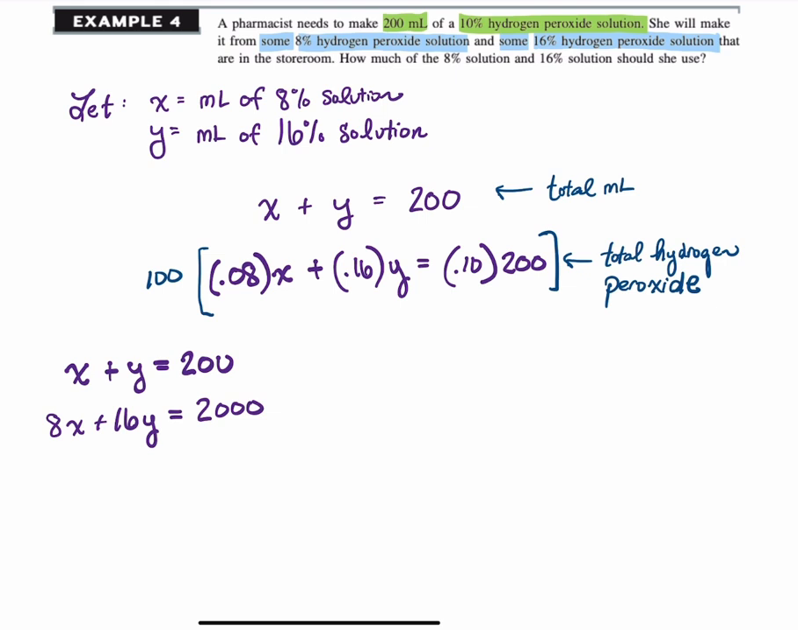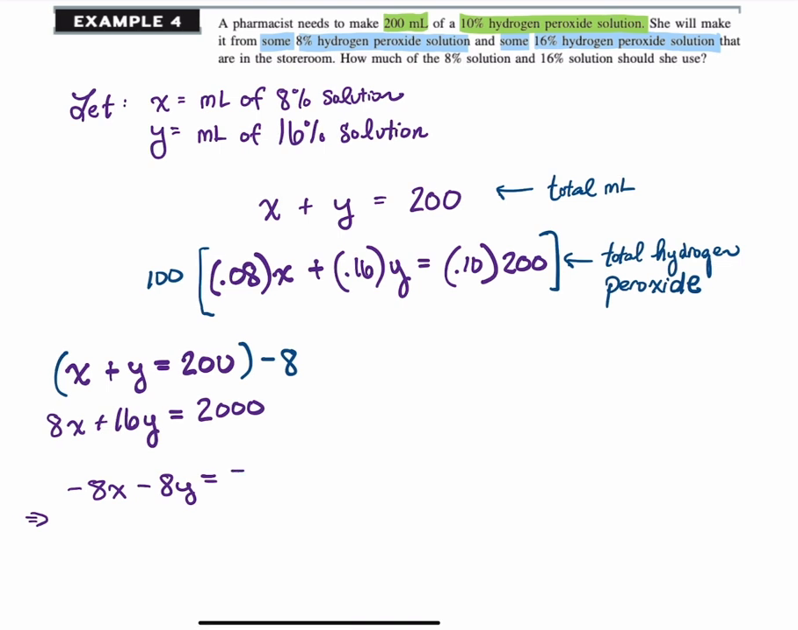So we can solve this either via substitution or elimination. We can do either way. I'll try elimination. If I multiply this top equation by -8, we'll be able to cancel and eliminate the x variable. So the first equation would become -8x minus 8y, and 200 times -8 will give us -1600. Then our second equation is unchanged, 8x plus 16y equals 2000.